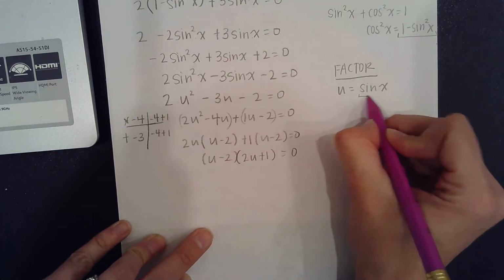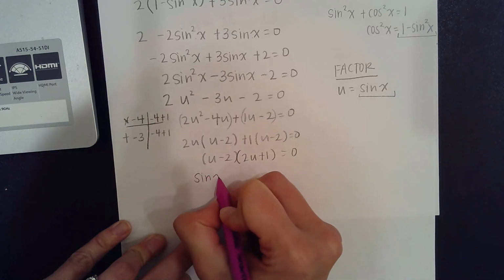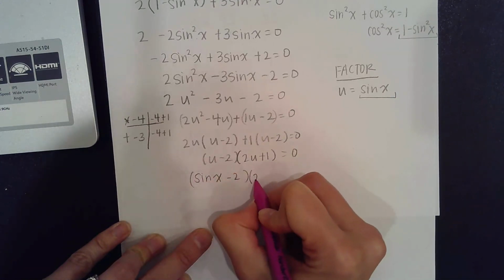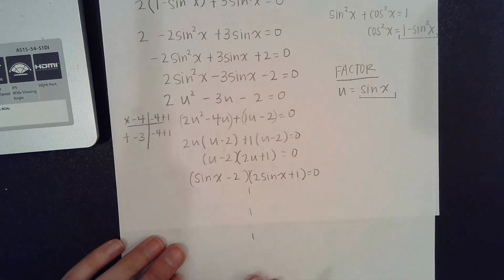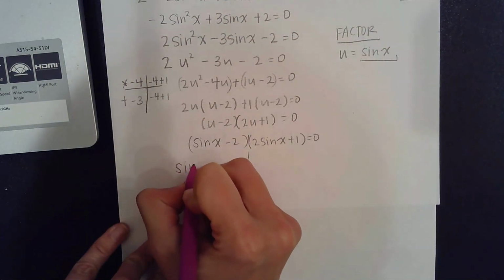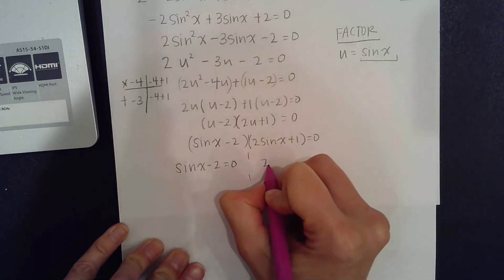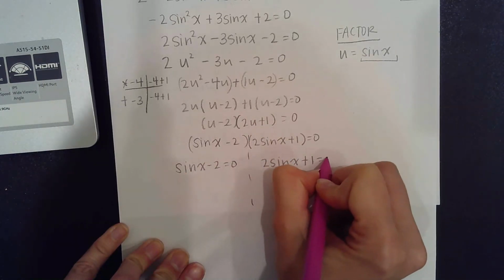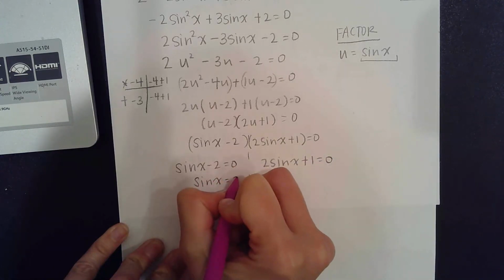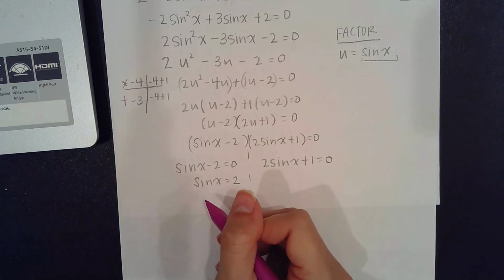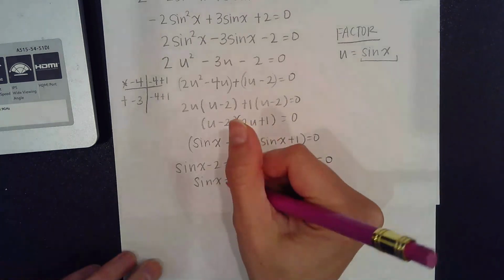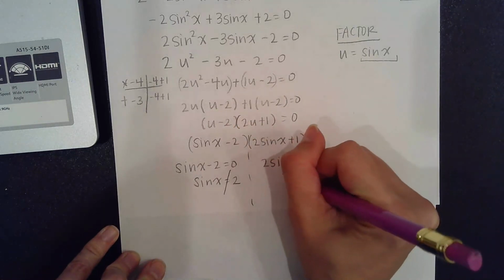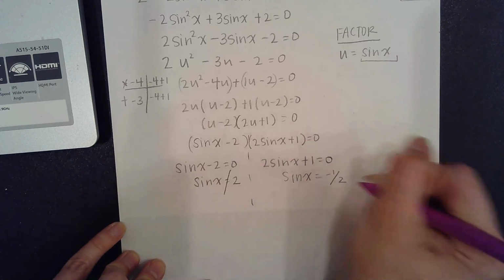All right, what did we let u be? I'm going to change the u into sine of x. Now that it's equal to 0, I'm going to set both of those factors equal to 0. So I'm going to have sine of x minus 2 and 2 sine of x plus 1. So sine of x equals 2. Can that happen? Remember what we said earlier, that sine of x cannot exceed 1 and negative 1. It's bounded in between there, so that's going to be no solution. And then if we solve, sine of x would be equal to negative 1/2.